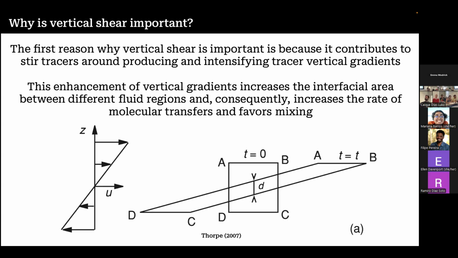And so this is an example of a zonal flow that has a positive vertical shear. And if we think about an initial blob of tracers distributed as this square here, over time, these tracers are going to be stretched out in this direction. And the shear is going to have this effect of increasing the interfacial area. So that's the first reason why vertical shear is important for turbulence.